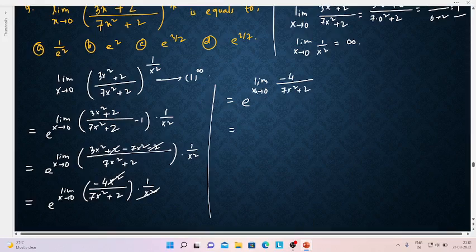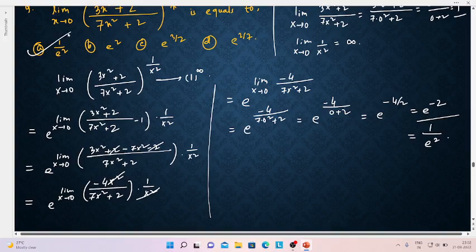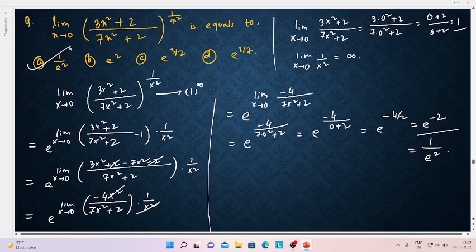So if you substitute the value of x as 0, it will become e to the power minus 4 over 7 times 0 square plus 2, right? So that is nothing but e to the power minus 4 over 0 plus 2, which is nothing but e to the power minus 4 over 2, which is e to the power minus 2. Now e to the power minus 2 can be written as 1 over e square, right? So here you can see that option number A is the correct option, right?